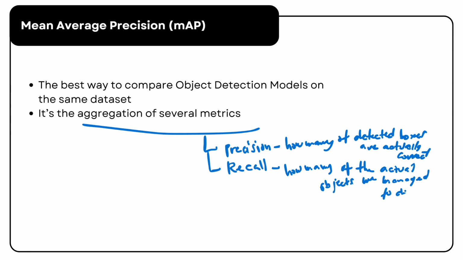And MAP brings this together by calculating the area under the precision recall curve, if you plot this one, and then averaging the results across all classes. We will tackle later how to calculate this one. But MAP doesn't just tell us if a model got one box right. It gives us a more holistic view of how well a model performs across different classes and thresholds.